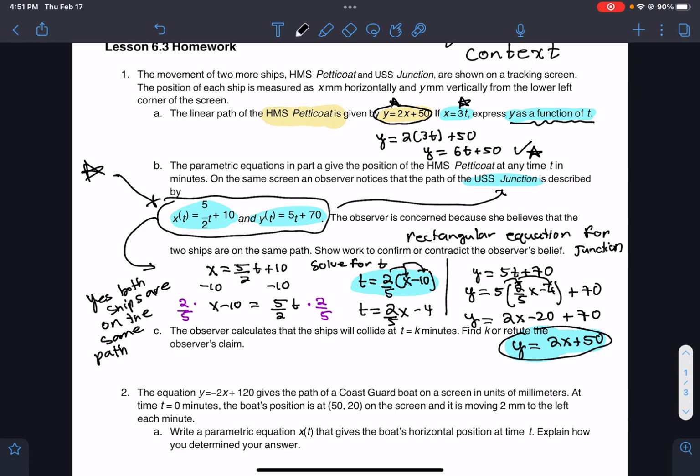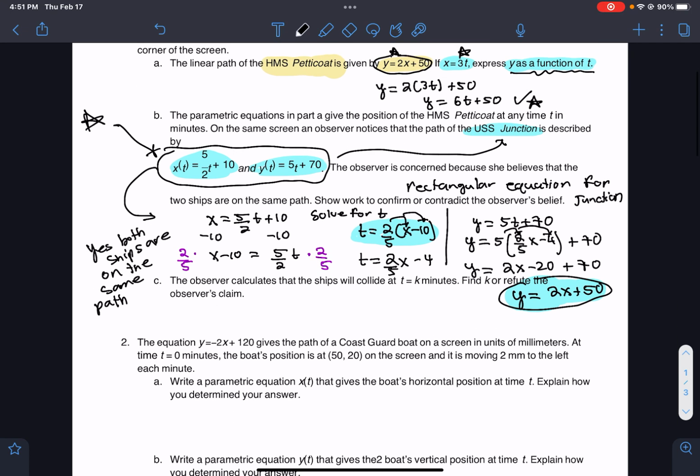What we don't know is whether or not these two are going to collide with each other. So what we need to do is figure out if there's a time that they'll ever be equal to each other. So for instance, let's take x equals 3t. That's for the first function. And let's take x equals 5 over 2t plus 10.